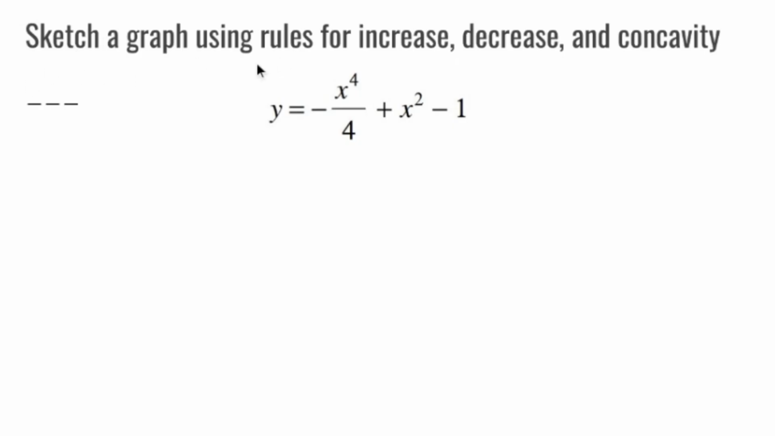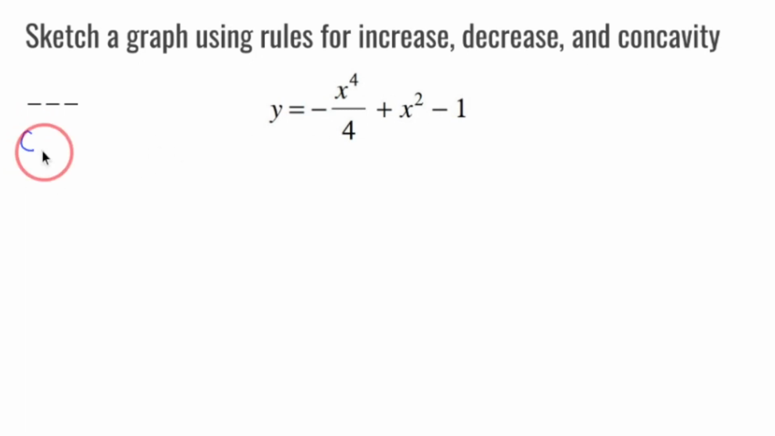Okay, let's sketch a graph using rules for increase, decrease, and concavity. So we're not looking for perfection, we're looking for somewhat accuracy. Let's do the first thing by doing increase. In order to find increase and decrease, you're going to take the derivative, which gives you critical points.